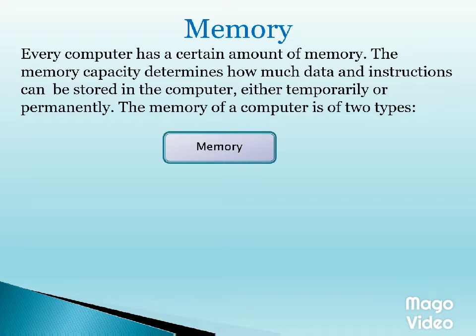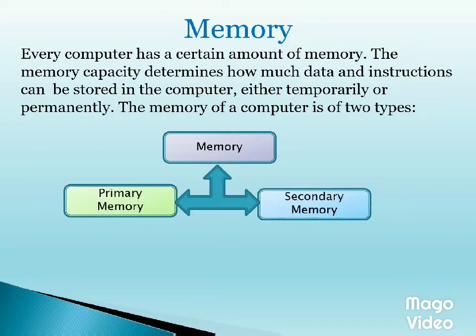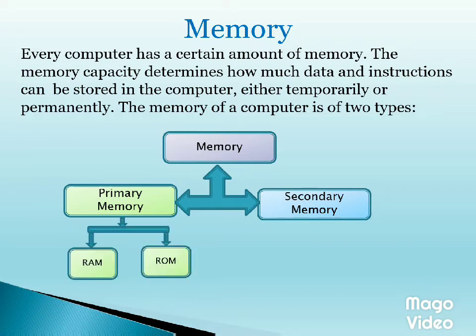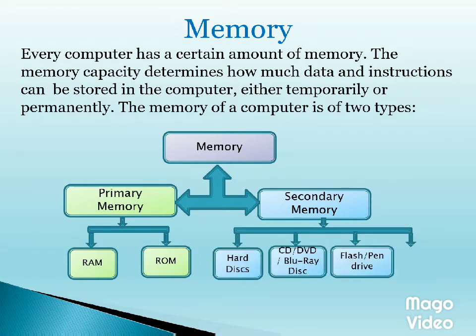The memory of a computer is of two types: primary memory and secondary memory. Primary memory is also known as main memory. This memory is divided into RAM and ROM. Secondary memory is called external memory, and this memory is divided into hard disk, CD or DVD or Blu-ray disc, flash or pen drive, and memory card.